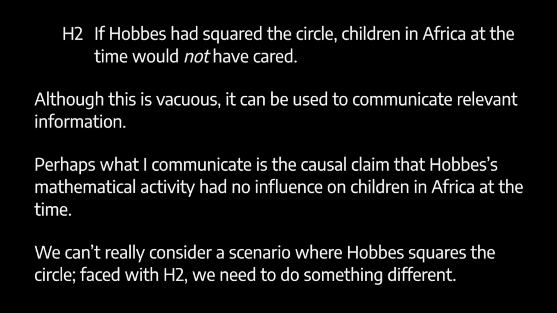Now, maybe counterpossibles work in a similar sort of way. So when I say a counterpossible like the Hobbes counterpossible, right, "if Hobbes had squared the circle, children in Africa at the time would not have cared." Well, although this is vacuous, there are still some contexts in which it's appropriate to assert it, and it can still be used to communicate non-trivial information. So when I utter this statement, perhaps what I'm communicating is the causal claim that Hobbes's mathematical activity had no influence on the children of Africa at the time, and there was no obvious means by which it could have done. Even if Hobbes had proved a brilliant mathematical result, they would not have known about it.